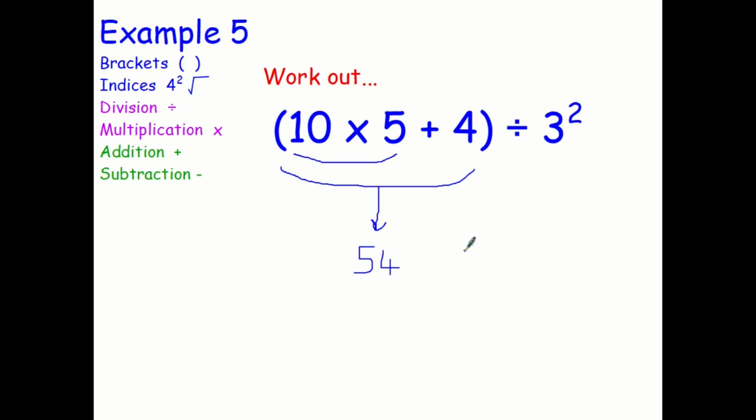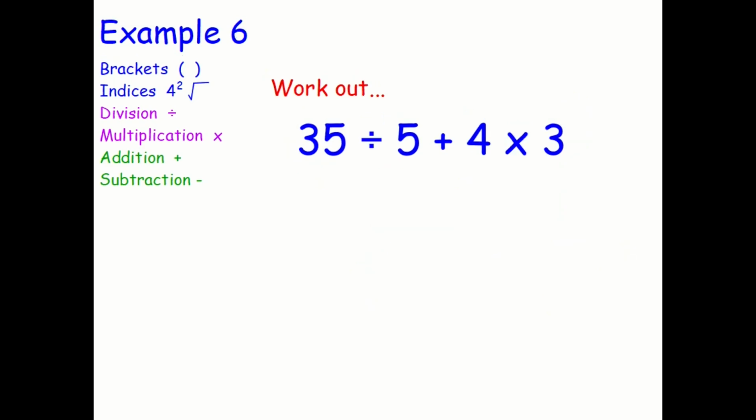So I've done my brackets. Do I have any indices? Yes, I do have some indices. I've got 3 squared. And 3 squared is 3 times 3, not 3 times 2, 3 times 3, 3 multiplied by itself. 3 times 3 is 9. I'm going to drop that division sign down, and then I'm going to read from left to right. 54 divided by 9 is 6. 6 is my answer.